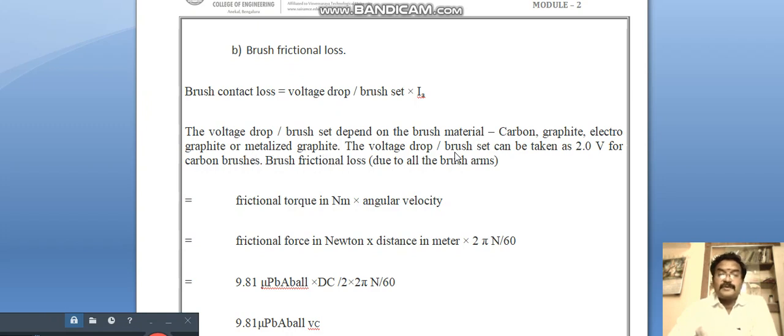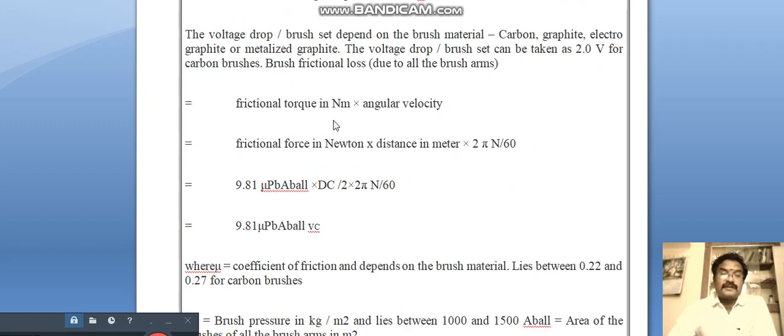Okay, the voltage drop for a brush set can be taken as 2 volts. The voltage drop normally we take as 2 volts for carbon brushes. Okay, brush frictional loss due to all the brush arms: frictional torque in Newton meter multiplied with angular velocity, which is frictional force in Newton multiplied with distance in meter multiplied with 2 pi N by 60.